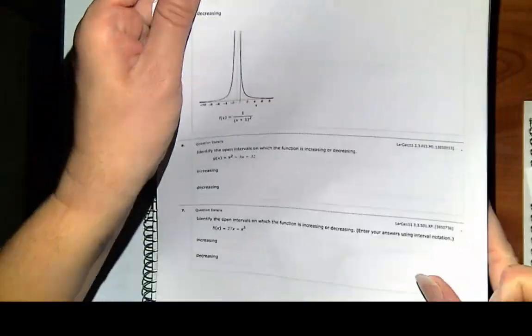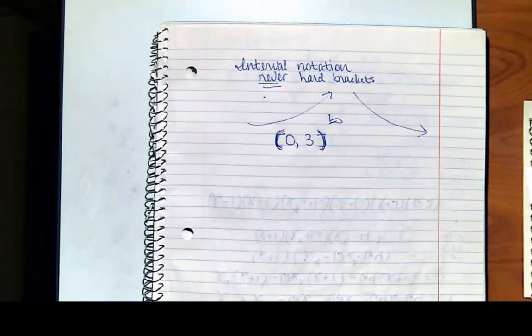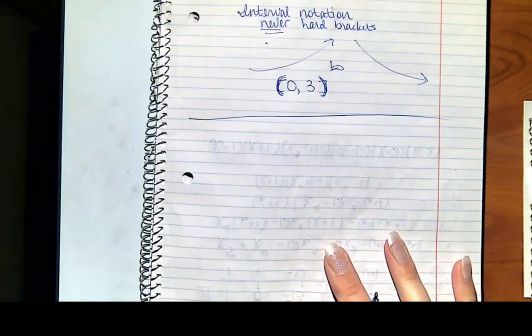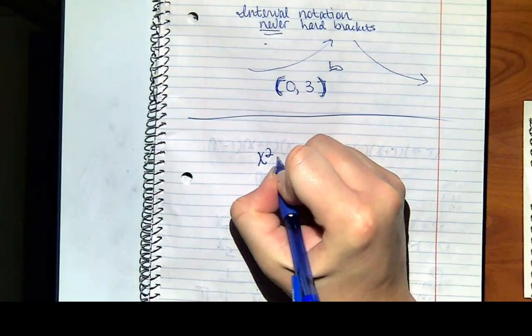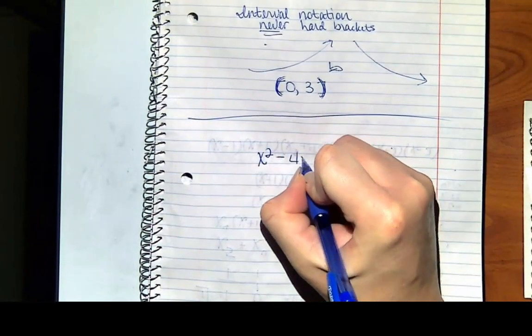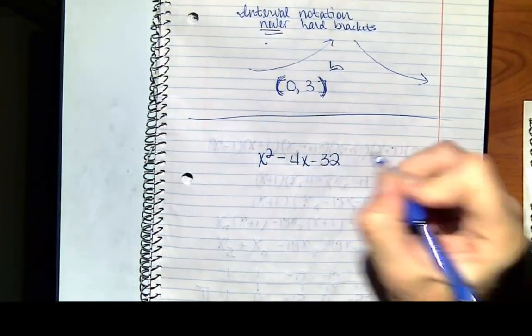All right. So now we're going to do ones without graphs. So we've done it with graphs, now we're going to do it without graphs. I would like to know the open intervals where my function is increasing or decreasing. So I've got x squared minus 4x minus 32.